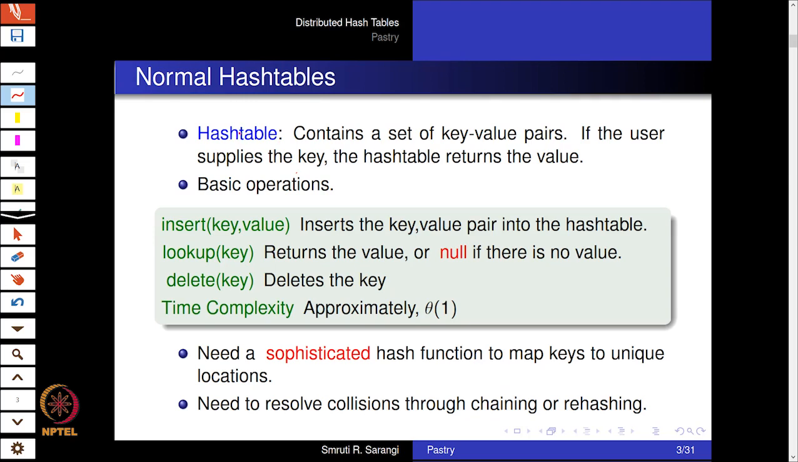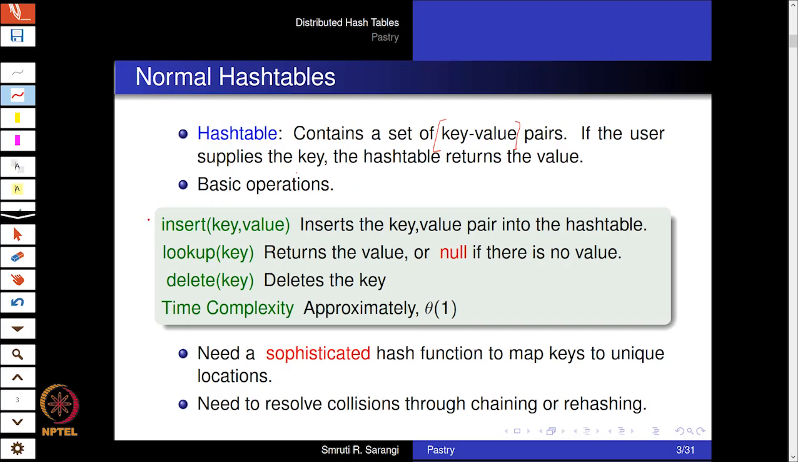Before describing what a distributed hash table is, it is important to describe what a normal hash table is. Any student of data structures would have encountered this term before. There's nothing new over here. A hash table is essentially a dictionary that contains a set of key value pairs. That's the important operative term over here. The user simply supplies the key and the hash table returns the value, as opposed to an array where we index based on an integer. Here we send the key and then we read the value.